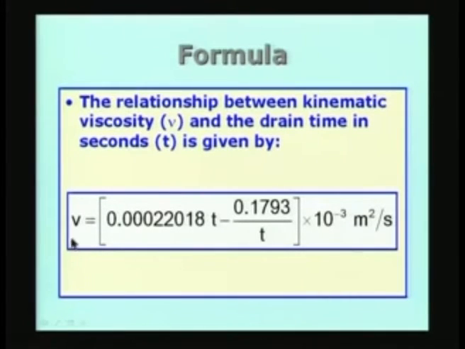So, the kinematic viscosity nu, this is not V, it is nu. Kinematic viscosity nu is given as a function of the time T for drainage of 60 milliliters of the liquid through the viscometer. So, nu = (0.30222018 T − 0.1793 / T) × 10^-3 meter squared per second. This is the unit. So, the kinematic viscosity is a function of the time for drainage.